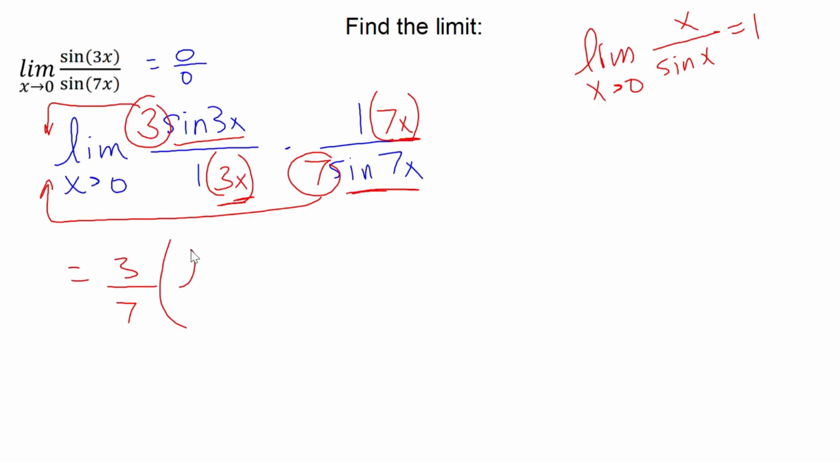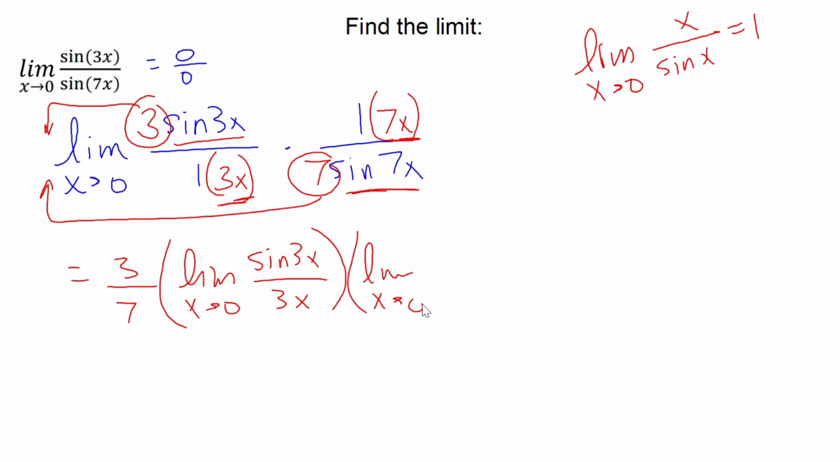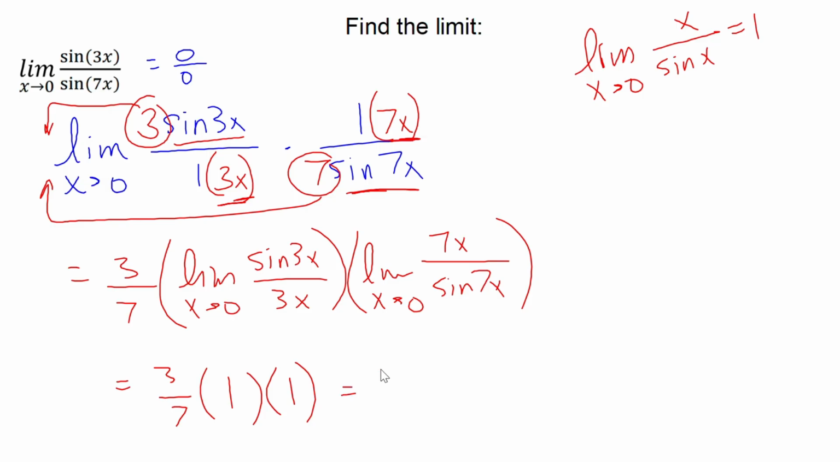Well, each of those can be written as their own separate limits, just being multiplied together. And now we have 3/7 times the limit as x approaches 0 of sine 3x over 3x, which is just 1, times the limit as x approaches 0 of 7x over sine 7x, which is also just 1. So we end up with 3/7 times 1, or just 3/7.